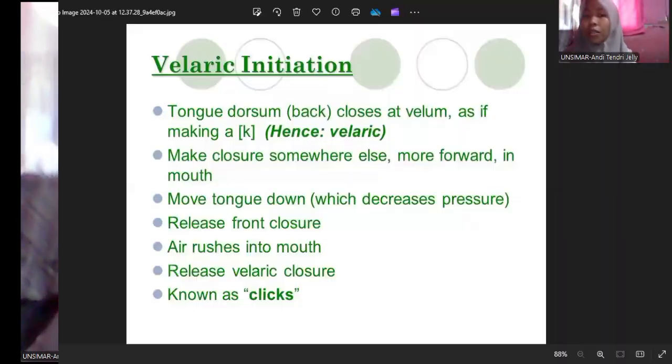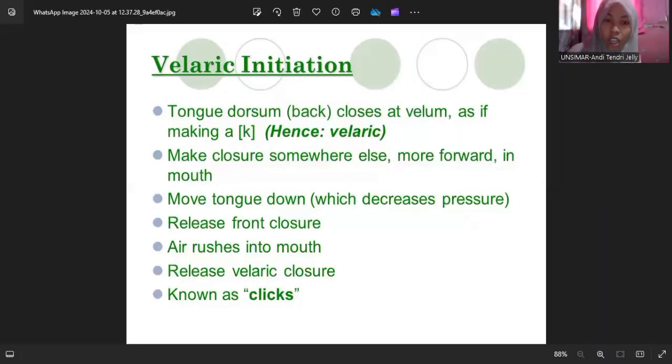Okay, and here I will explain about velaric initiations. So, the first initiation refers to the initiation of air to make a sound in the oral cavity, and does not necessarily require the generation of air from the lungs. As an alternative, there is suction to create distinct air pressure. Here, the sound is produced by closure at two articulation points.